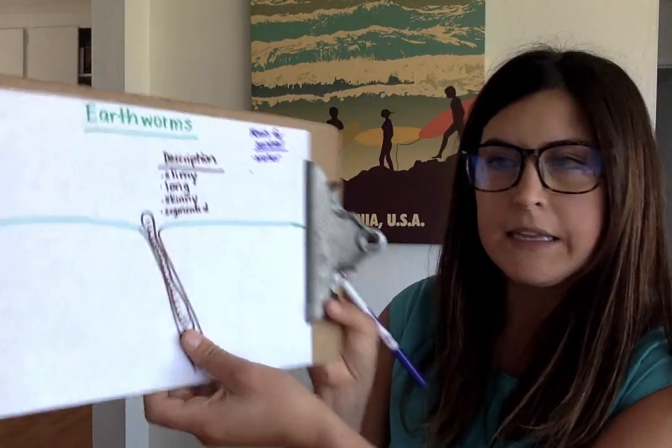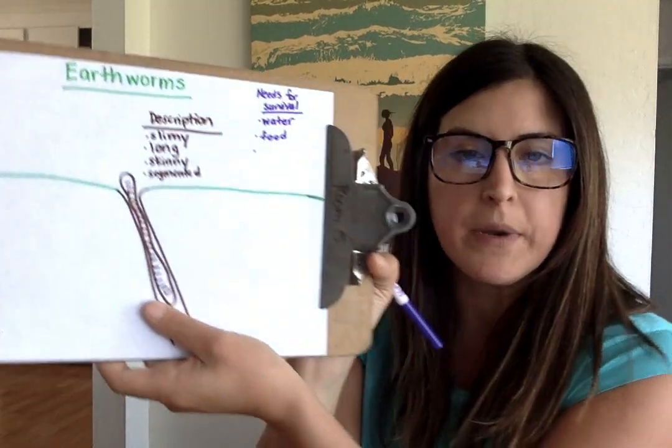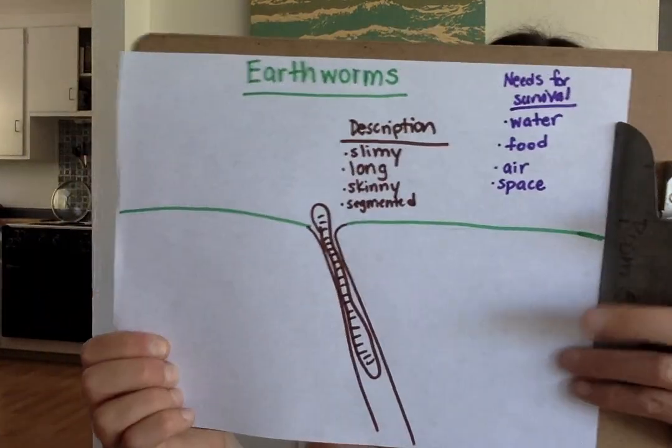Water. Yep, I'll write that down. A worm needs water. A worm needs food. What else does a worm need? A worm needs air. Can you say that with me? A worm needs air. A worm needs space. If you don't give the worm any area, like a little tiny area, it won't survive. It needs to be able to move and crawl around.